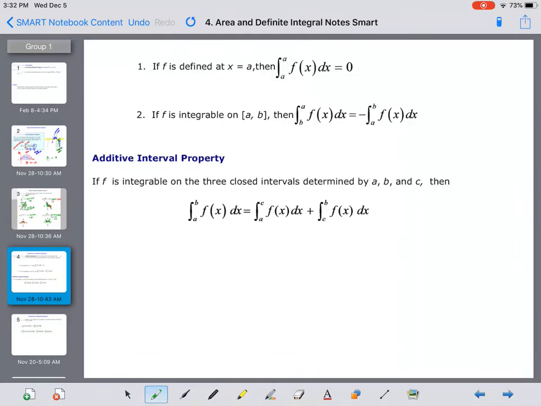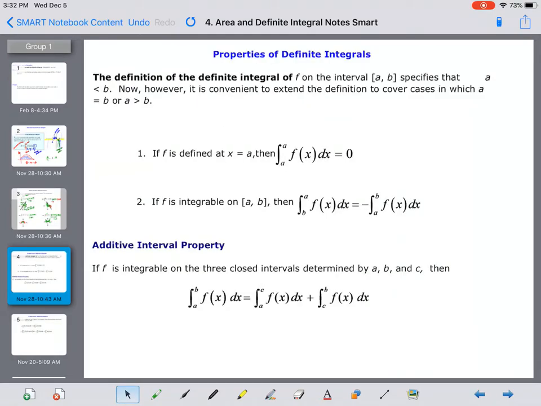Okay, so with integration comes some rules. We're going to go over a couple that are pretty beneficial to us. The first one is what we call the zero rule. I don't know if that's really what it's called, but if we have an integral where the value on the bottom is the same as the value on top, we wind up getting a zero area.